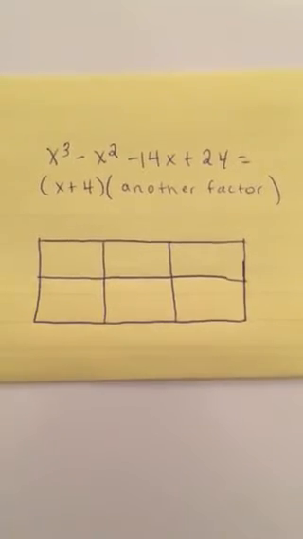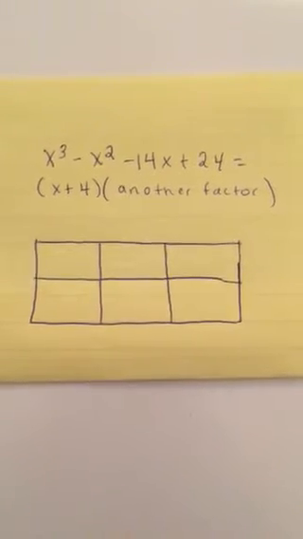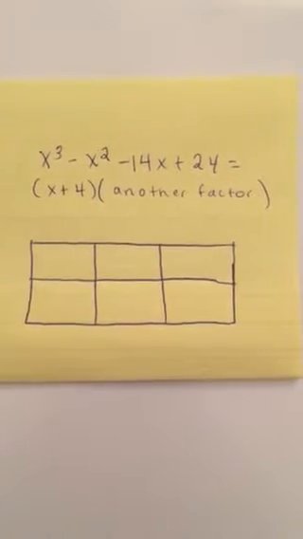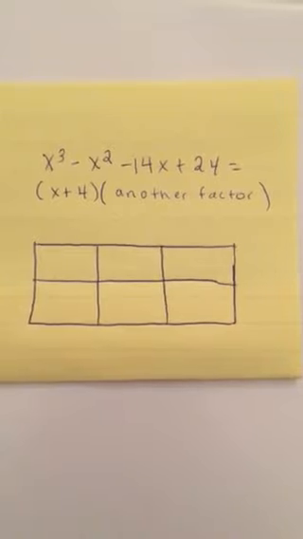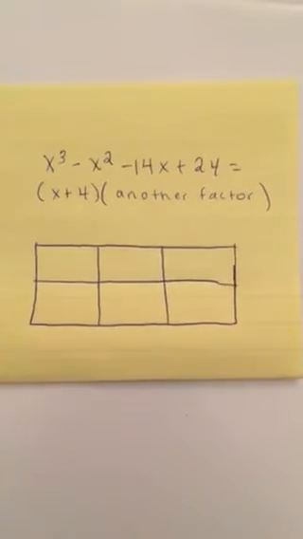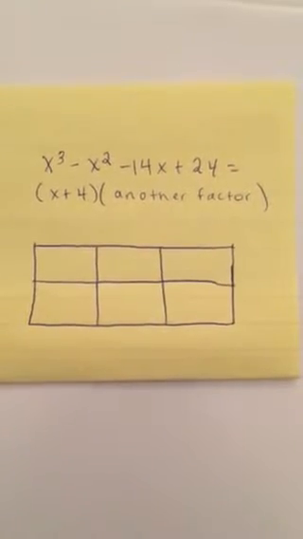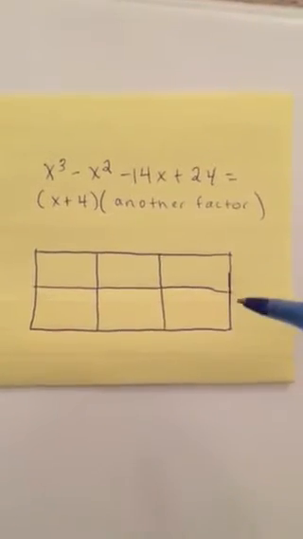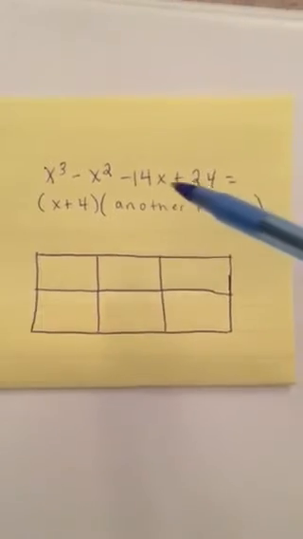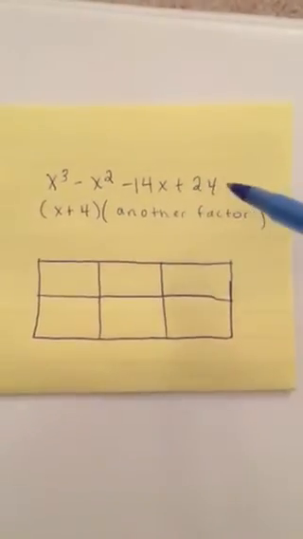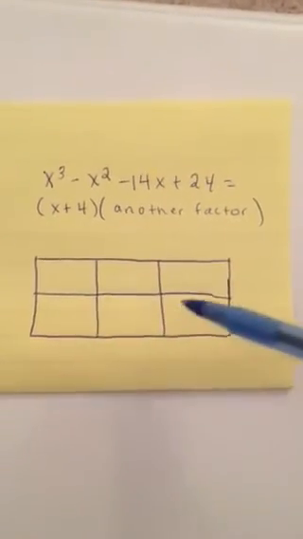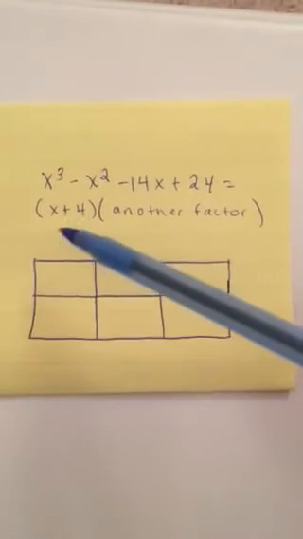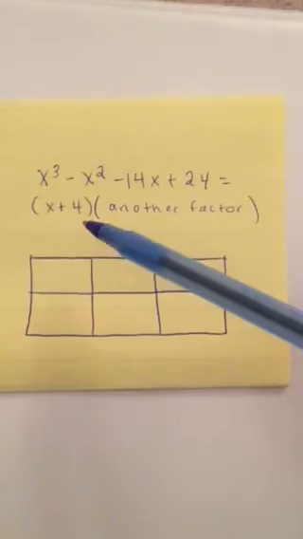Okay, so we're taking a look at this problem, x cubed minus x squared minus 14x plus 24. And we know that x plus 4 is a factor, and we want to see if we can figure out the other factor. So you can think of this almost like an area problem, where this expression represents the total area of this rectangle. And one of the side lengths is this expression x plus 4.